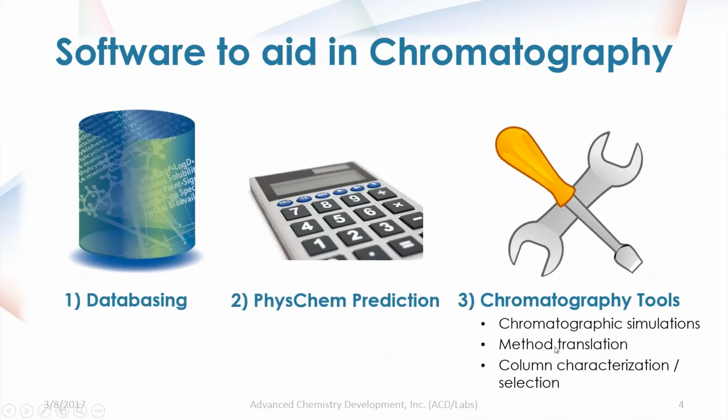Now, as a quick recap to what we had covered in the first two webinars, there were concepts of databasing and knowledge management. We highlighted how physical chemical predictors can be used to help with designing experiments. And then we highlighted some chromatography tools, both free tools that are available on the web, as well as some of the tools that are available for purchase. And some of the highlights were on chromatographic simulations, method translation, as well as column characterization and selection.